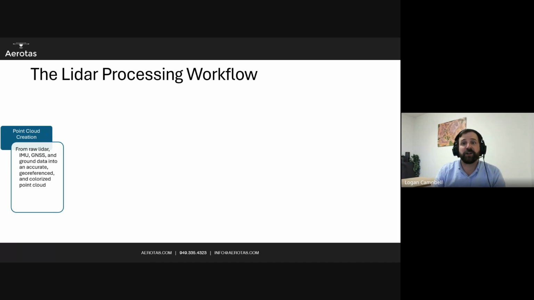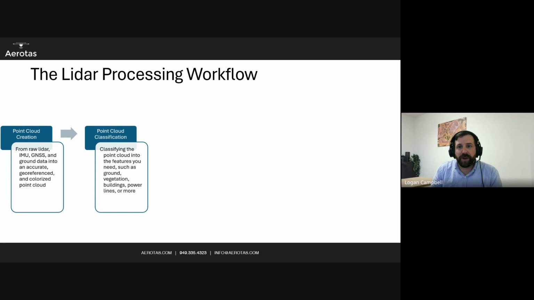Your LAS file, that is the key output that you are looking for. From there, you actually need to go through point cloud classification, because when it first comes out of the system, it is not going to be classified at all. But saying, all right, what is ground? What is vegetation? What is features? What is objects, buildings, power lines, and more?